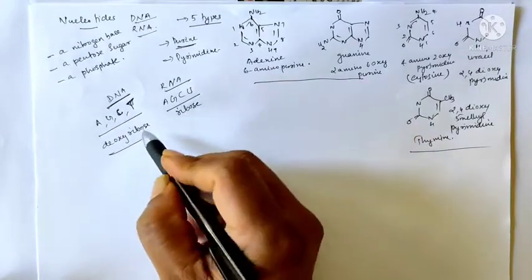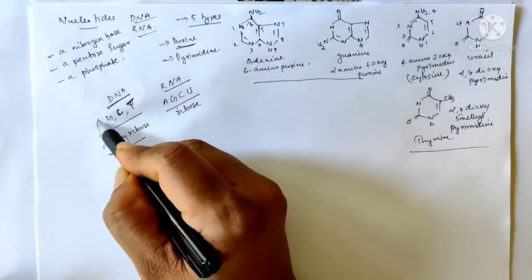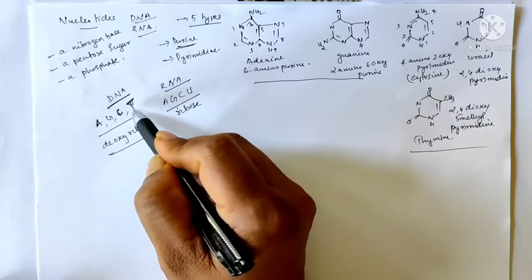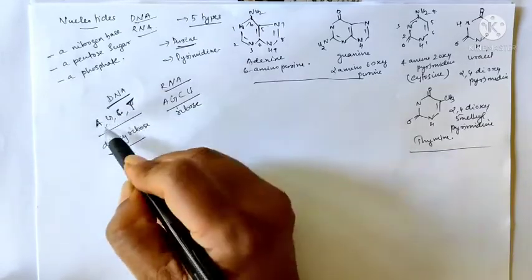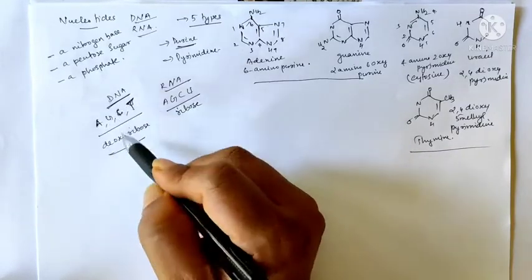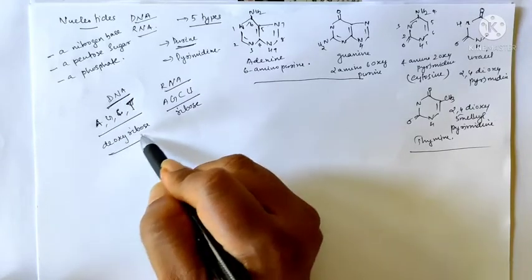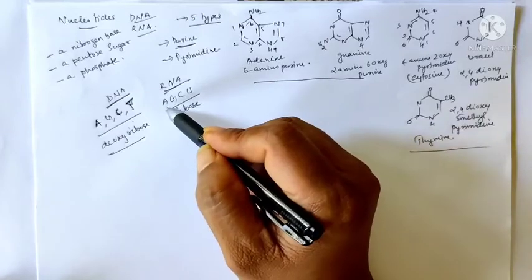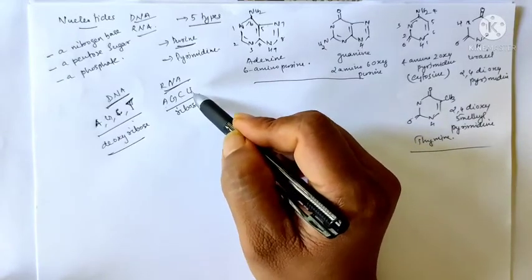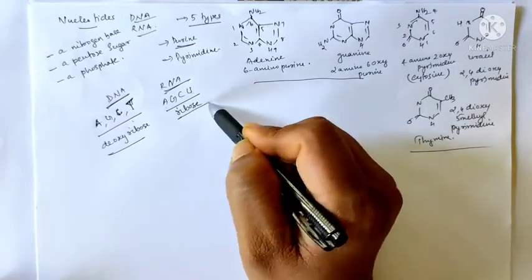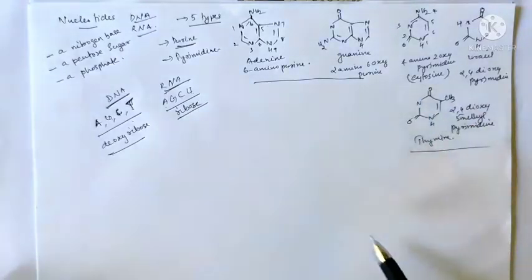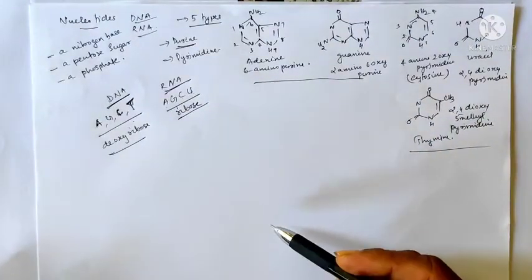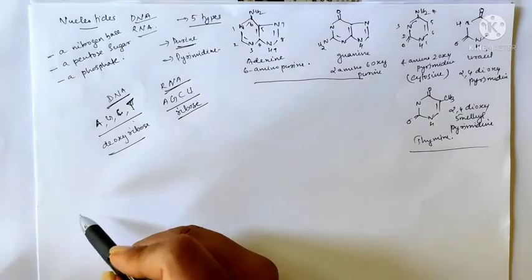That is the difference. In DNA, adenine, guanine, cytosine and thymine are the nitrogen bases, and deoxyribose is the pentose sugar present in DNA. In RNA it is adenine, guanine, cytosine and uracil, and the pentose sugar is ribose. Now we will see an example for a nucleotide.